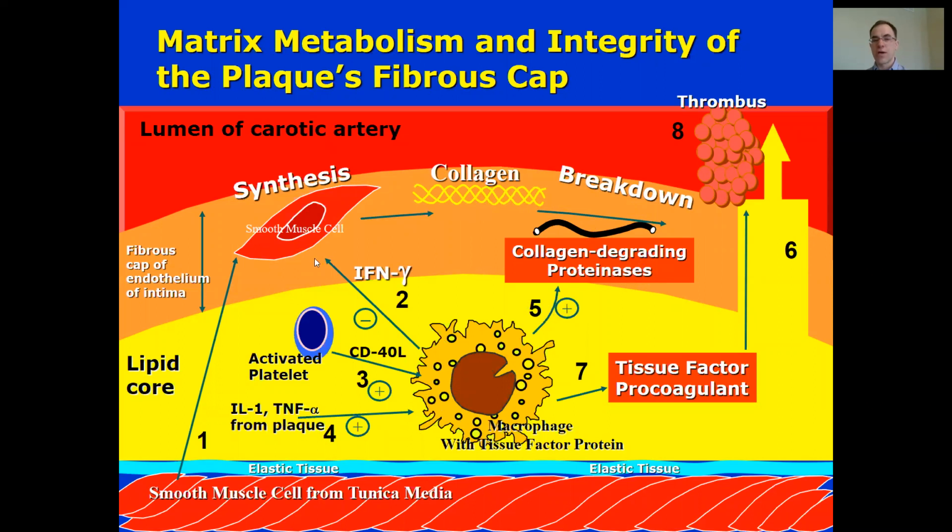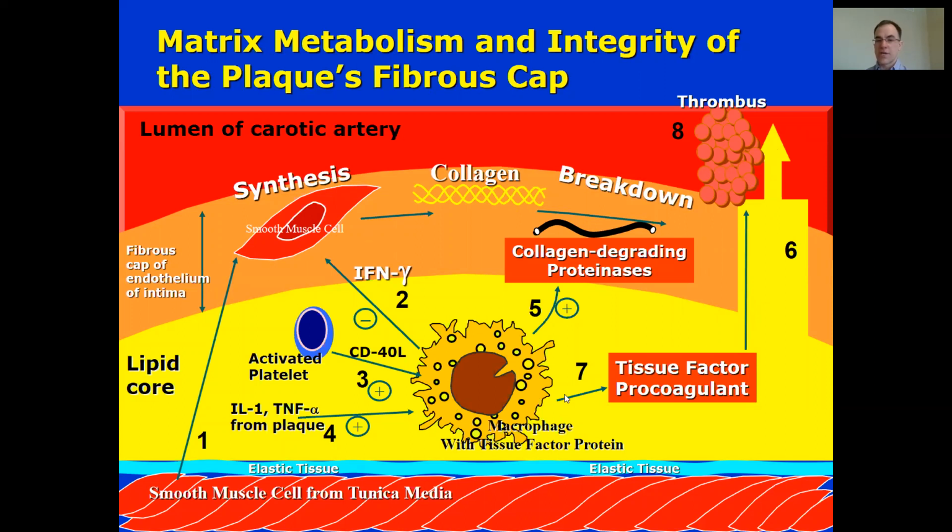So now over here you have the reduction or stopping of the synthesis of new collagen. At the same time over here, you're breaking down any remaining collagen. Over time, the fibrous cap will weaken to the point where it ruptures, and the plaque will now move its way into the lumen of the coronary artery.